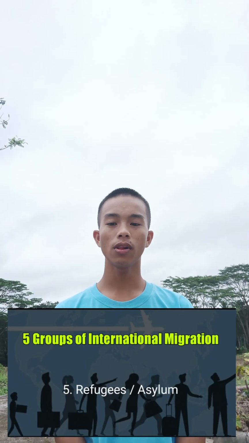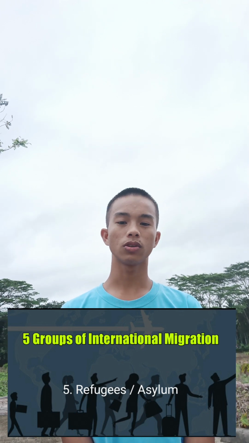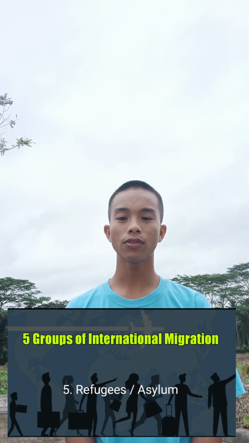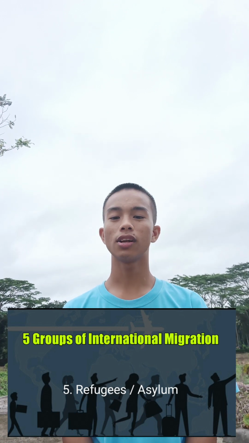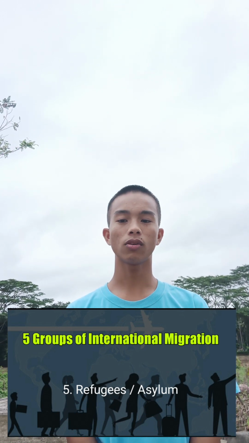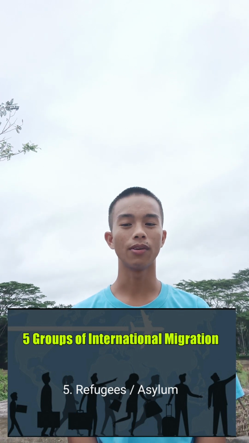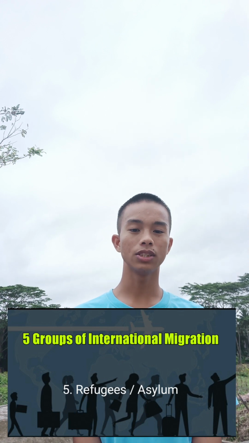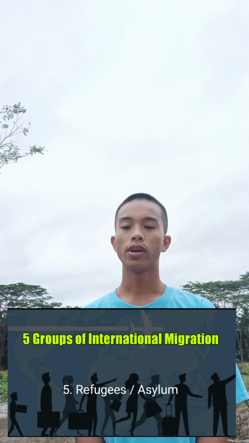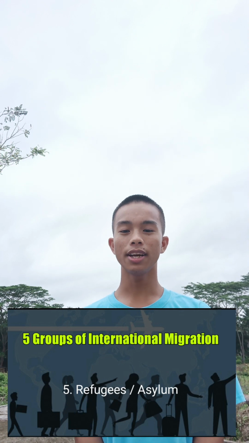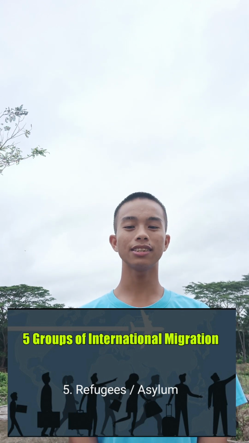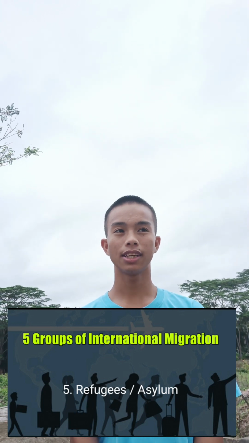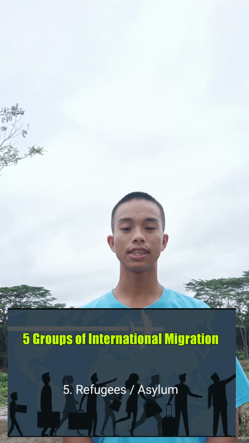Number five, refugees or asylum. These are people who are unable or unwilling to return because of a well-founded fear of persecution on account of race, religion, nationality, membership in a particular social group, or political opinion. For example, the Jewish refugees in the Philippines during the war in Israel, when other colonies wanted to colonize Israel. They are called refugees who came to the Philippines and stayed here for their safety.